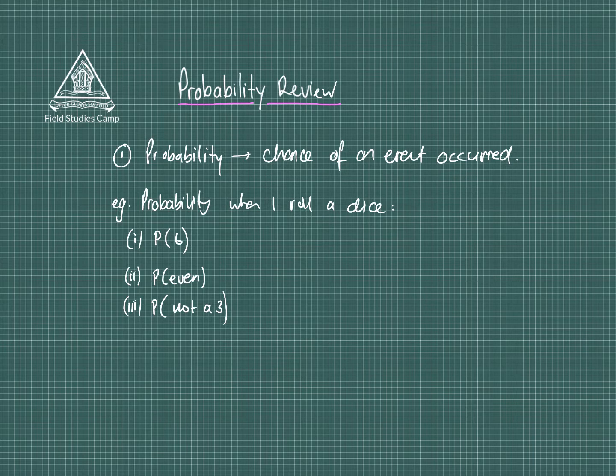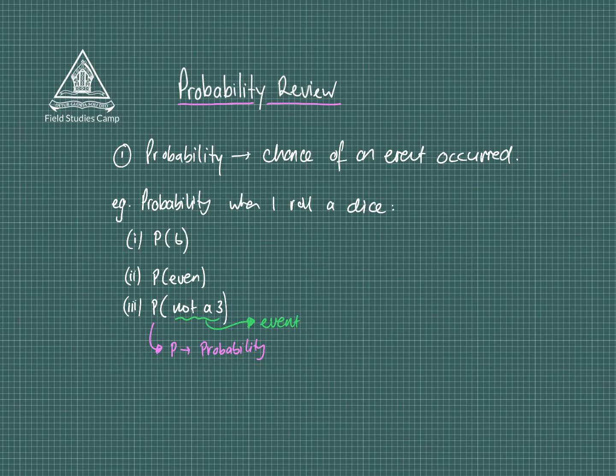So there are a few things we want to discuss when looking at probability. The first, I guess, is how it's written. In each of these examples, the P represents probability. And then, of course, in the brackets is what we refer to as the event that's occurring.